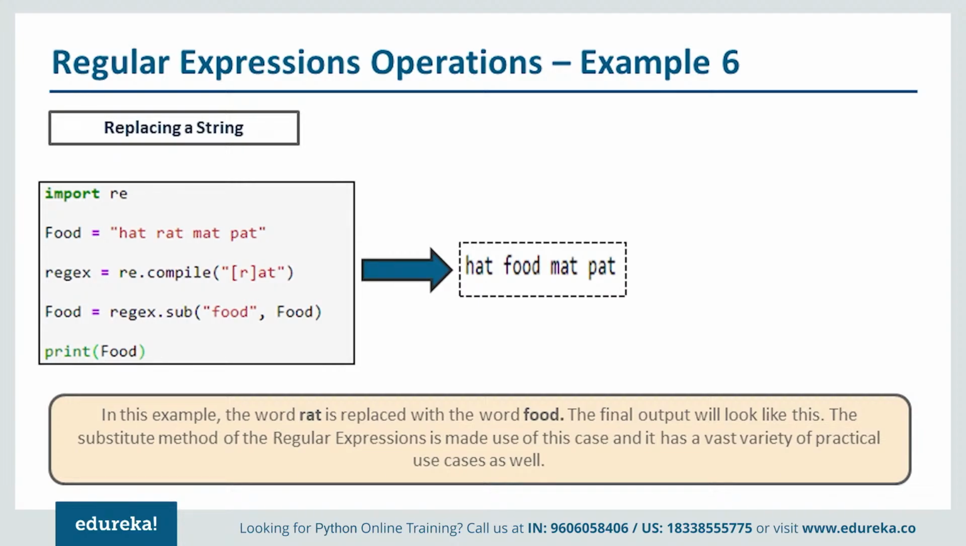Now we can use the substitute function, where I want to replace this whole string rat with food here. There is only one occurrence of rat here, but if there were multiple occurrences, all of them would be replaced with food. So in the final output you will see the rat is being replaced with food. So this is how substitute works over here.